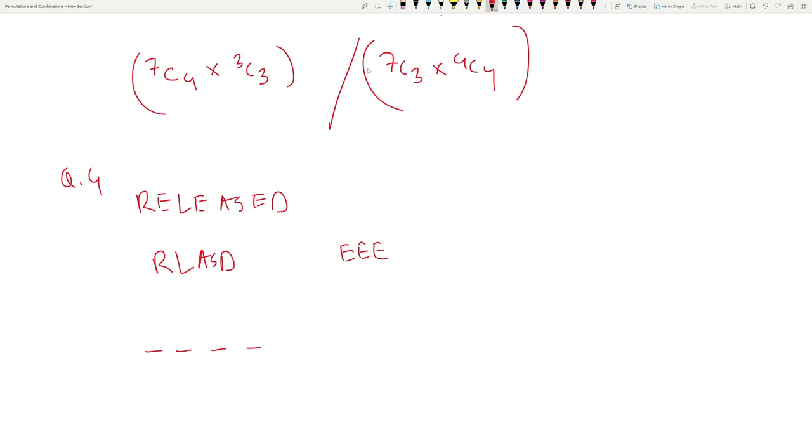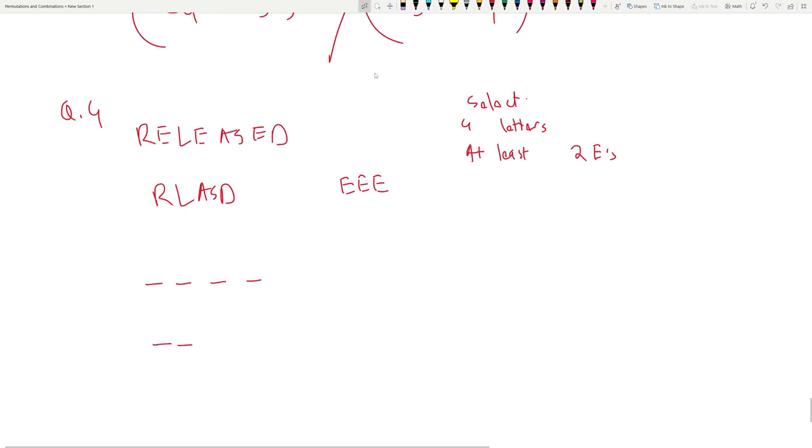And there has to be at least 2 E's. So the question is, at least 2 E's, and you need 4 letters, a group of 4 letters, select. So let's try the number of arrangements. So double E and triple E, these are the possibilities, and we have R, L, A, S, D.